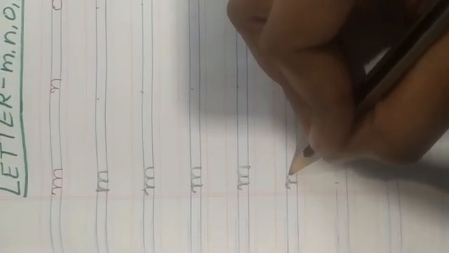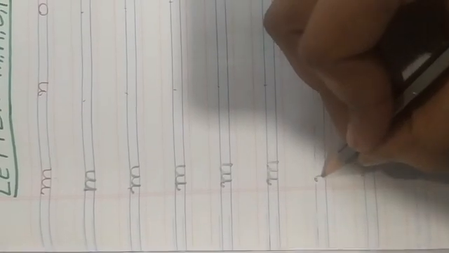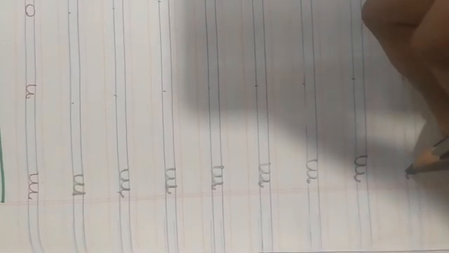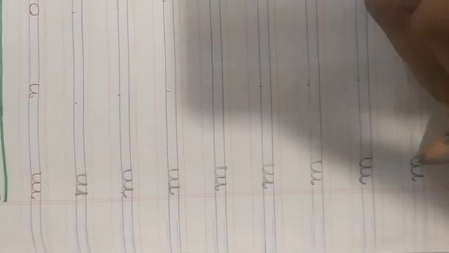M for monkey. M for mango. M for map. M for money. And this is a small letter M. Now come to our next letter.